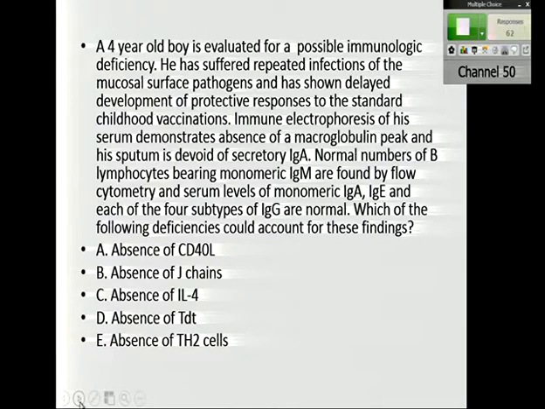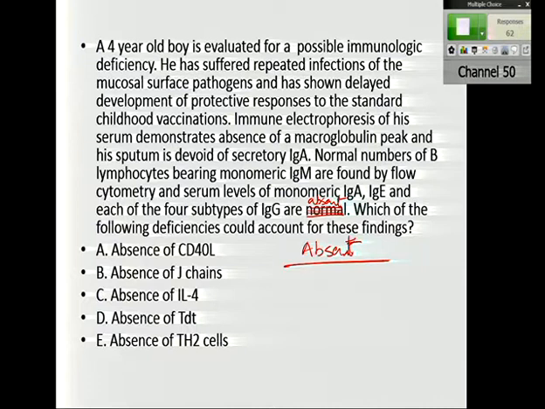Okay, one second. I'm sorry, I just noticed this should be absent. I was reading and I realized that's a typo. So what is it? Yes, absence of CD40 ligand, because there is no isotype switching. This child is producing IgM, but other isotypes are missing.